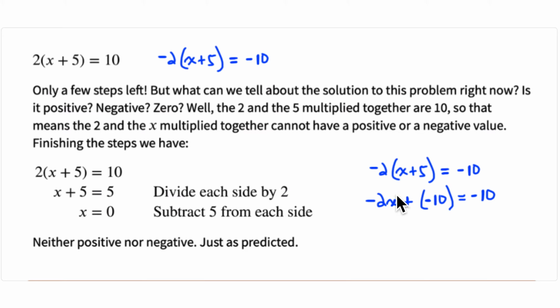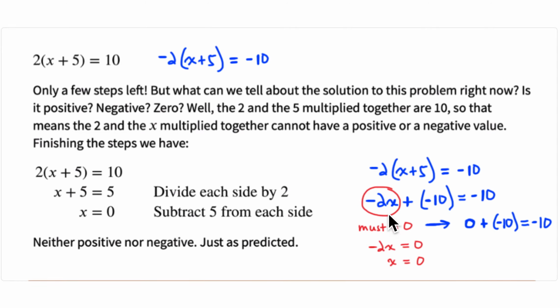That means that this negative 2x has to equal 0. It can't be anything else. I can't add a positive amount. I have to get negative 10. So if I add anything other than 0 to negative 10, I will not get negative 10. So negative 2x has to equal 0. Now, if I add 10 to this side of the equation, and if I add 10 here, I'm going to end up with negative 2x equals 0. So 0 plus negative 10 equals negative 10. That means that this negative 2x has to equal 0.